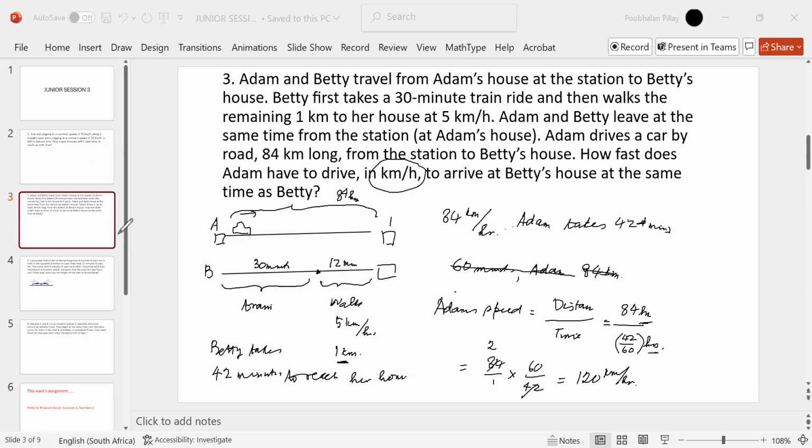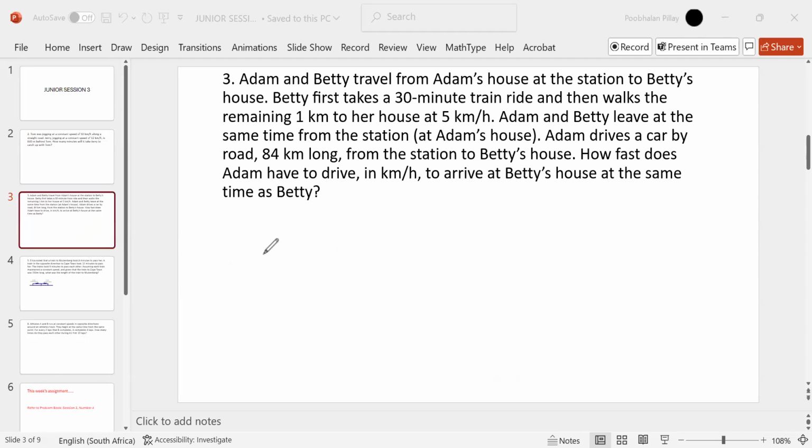Otherwise you could have said speed times time equals distance, and that might be a little bit easier, because then you will say that speed times time is distance. Speed, we don't know, S, the speed, that's what you need to calculate, multiplied by time. Time is 42/60 hours equals 84 kilometers.